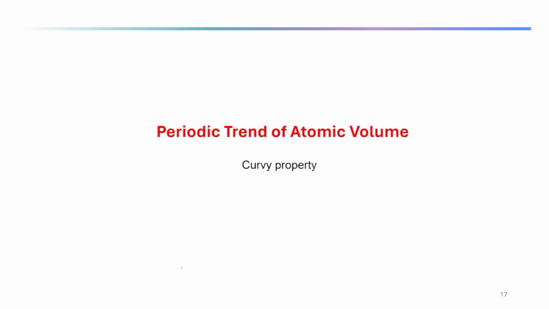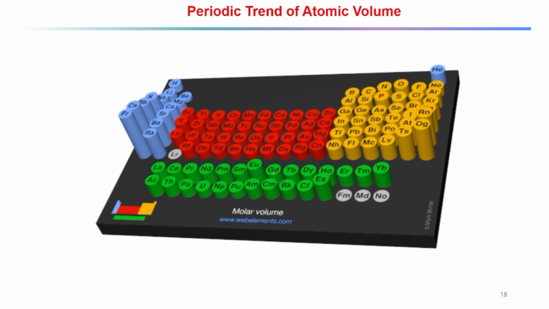We are going to discuss the periodic trend of atomic volume. So this we will remember as a curvy property. Now, why curvy? That I will discuss. So let's see the 3D diagram.